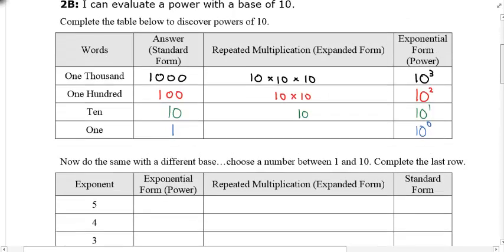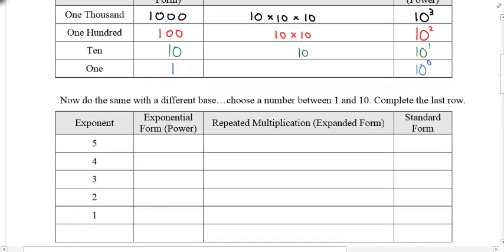Let's do the same thing with a different base. Let's choose a number between 1 and 10, and let's complete it with exponents of 5, 4, 3, 2, 1, and a blank one underneath. I don't want to use 2, because I know we use 2 a lot, so I'm going to use 3. If you want to use a bigger number, go right ahead. But I'm going to use 3. So let's do the exponential form this time first. Let's go 3 to the power of 5.